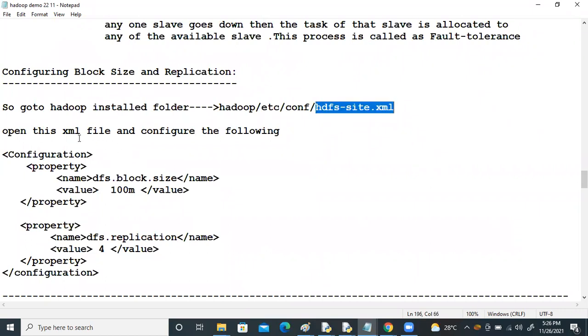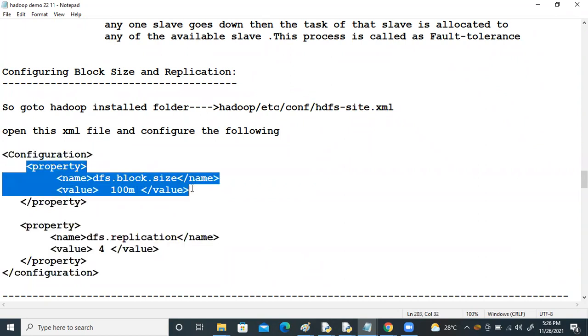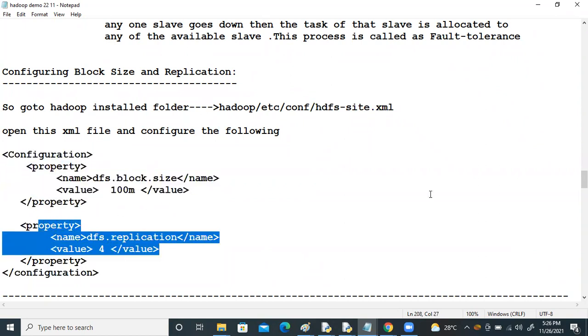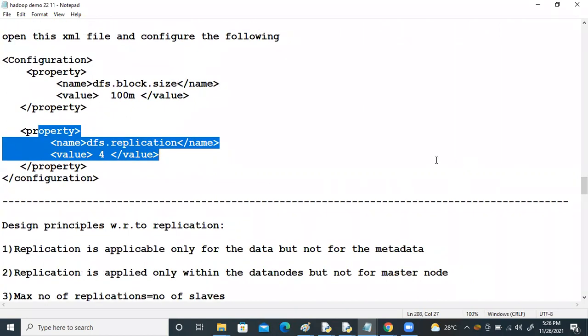hdfs-site.xml file. In that XML file, write these 2 properties: dfs.block size and replication. By default, replication is 3 times, but you can increase or decrease the replication based on the sensitivity of the data. Those are the design principles with respect to replication.